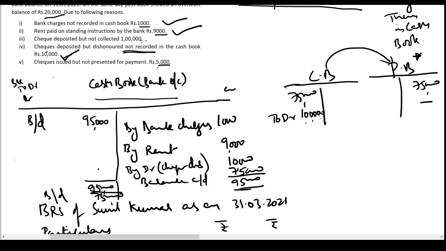Now what will happen because of this? Cash book balance is more, passbook balance is less. Debit, another debit, balance will increase. Here the balance is less. So what should I do to the cash book to make it equal to the passbook? I have to reduce it by 1 lakh rupees.